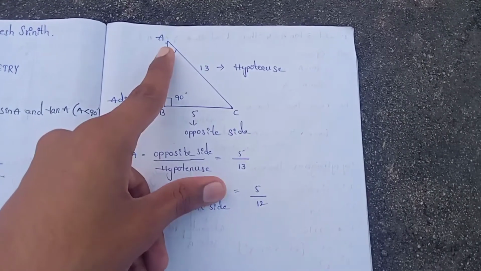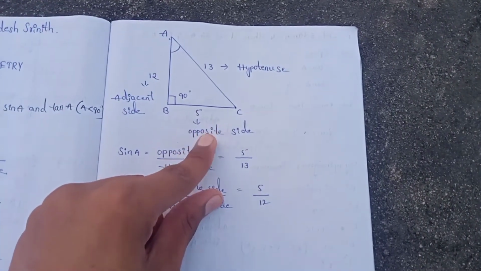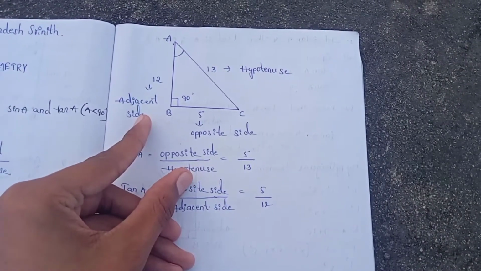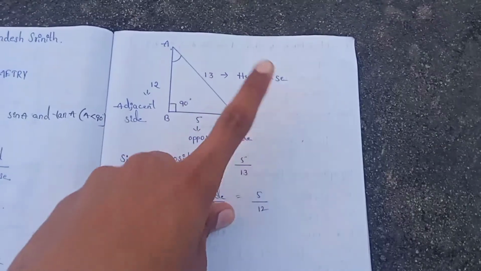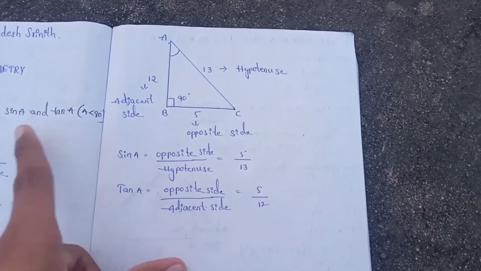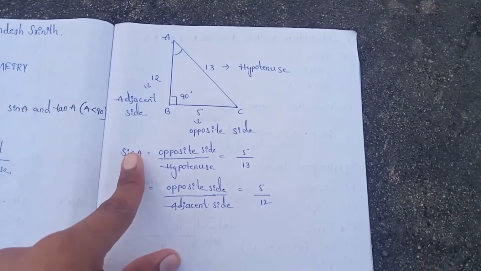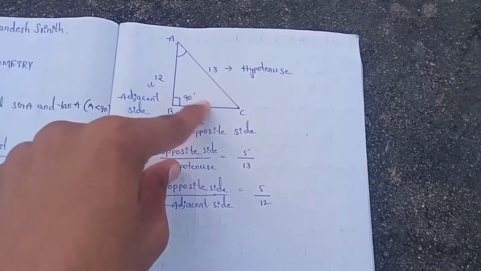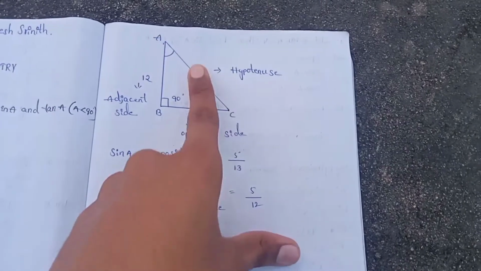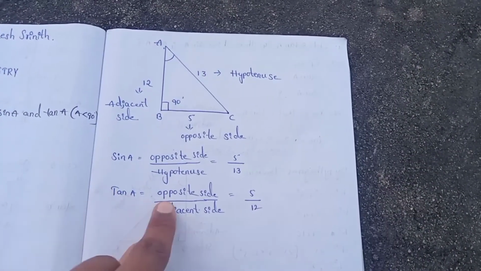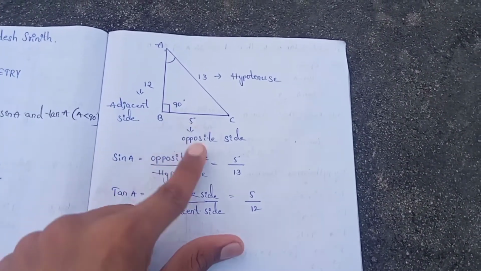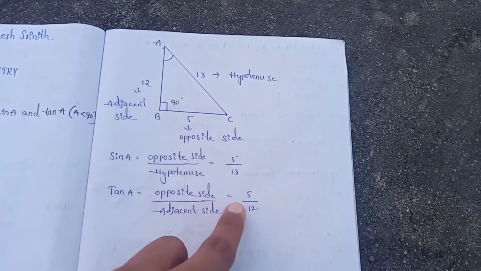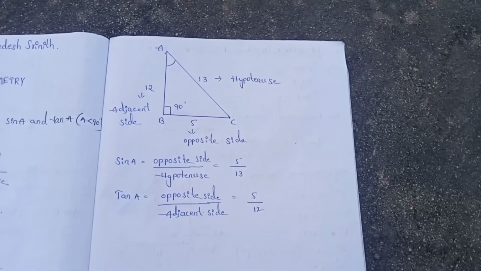Opposite to angle A is BC, that means 5. This is the opposite side, and AB is 12. This is the adjacent side. AC is 13. This is the hypotenuse. We have to find sin A. Sin A formula is opposite side by hypotenuse. The opposite side here is 5, hypotenuse is 13. Tan A means opposite side by adjacent side. The opposite side is 5, adjacent side is 12. So 5 by 12 is our answer.